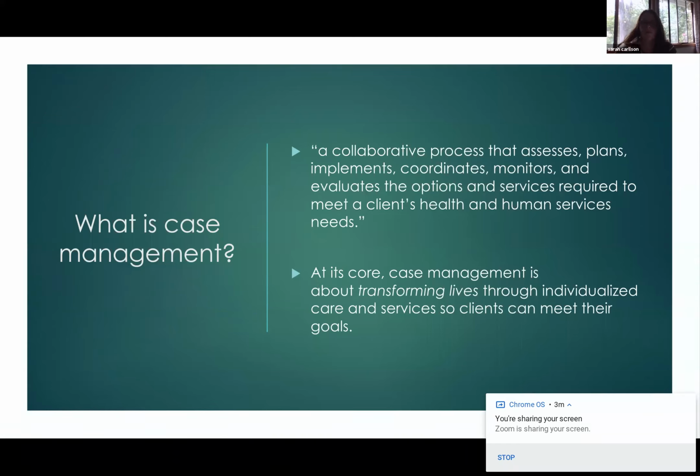Case management is a collaborative process that assesses, plans, treats, implements, coordinates, monitors, and evaluates the options and services required to meet a client's health and human services needs. At its core, case management is about transforming lives through individualized care and services so clients can meet their goals.